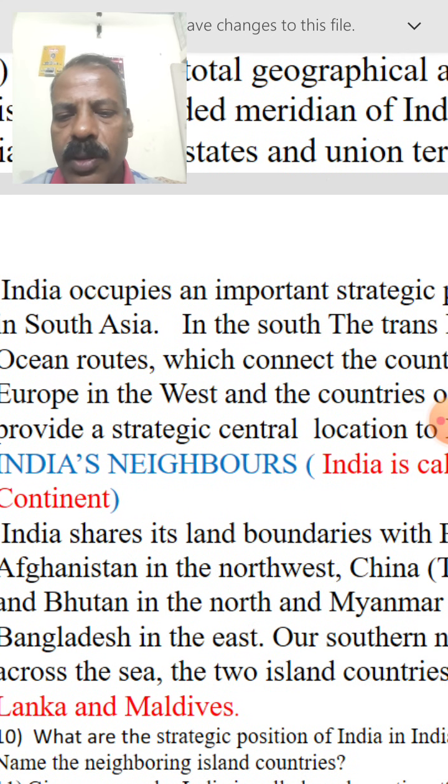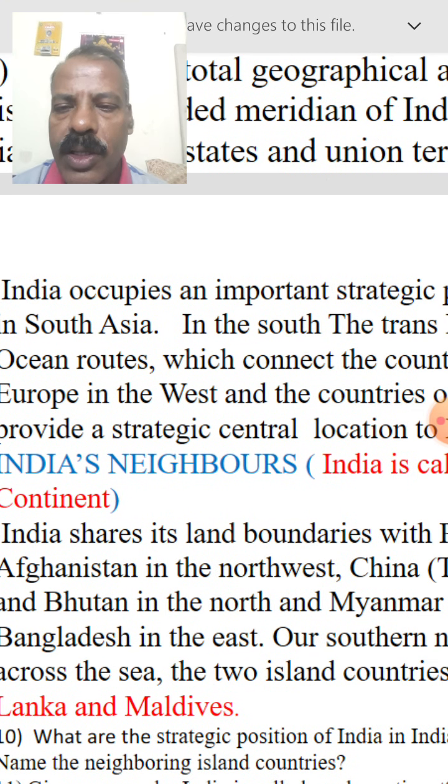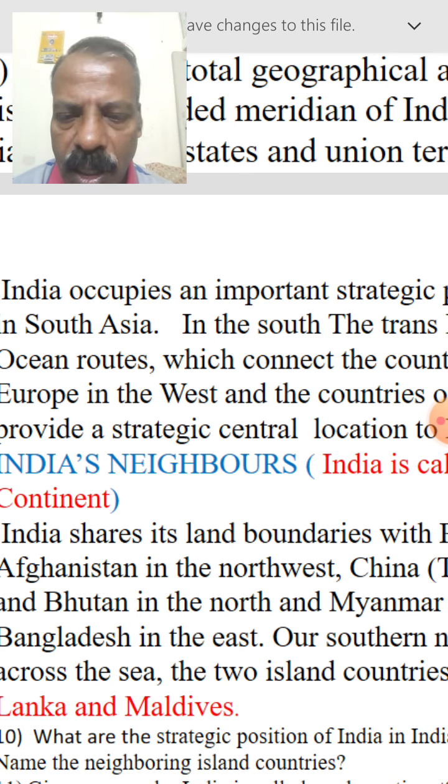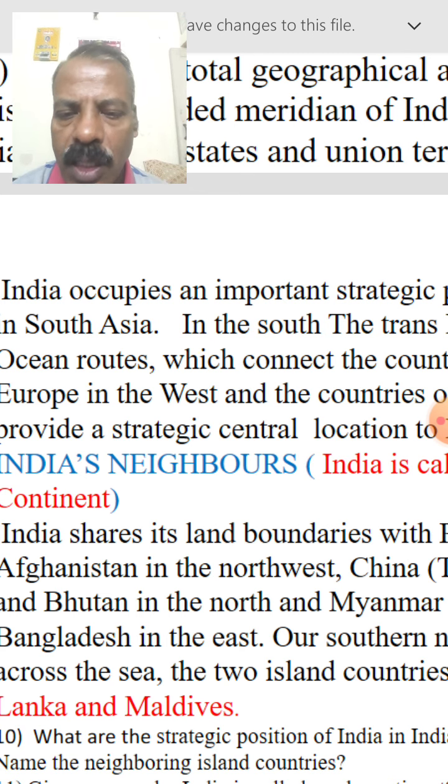Next, the Indian Ocean plays a very important role in the south. Already I told you that India is known as peninsular India. Peninsular means it appears like a triangle. The Tropic of Cancer divides India, and below the Tropic of Cancer three sides are covered by water: in the east the Bay of Bengal, in the west the Arabian Sea, and in the south the Indian Ocean. In the north there is a vast wide area, so it resembles a triangle. It is called peninsular India.